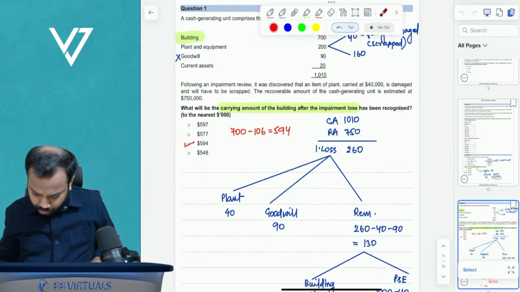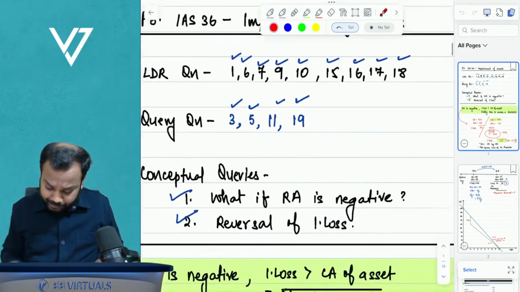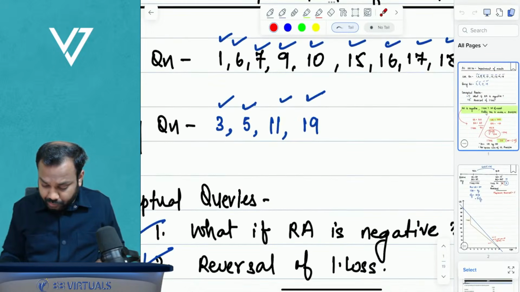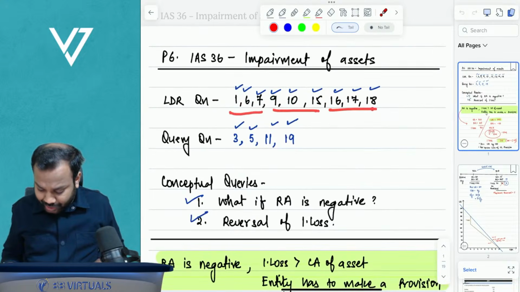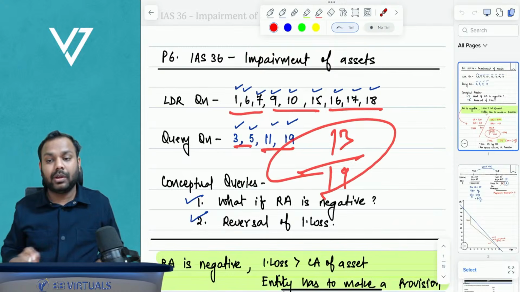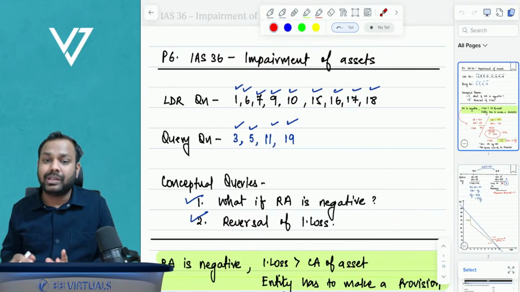In total, it has 19 questions. And how many questions did we discuss in the class? 1, 2, 3, 4, 5, 6, 7, 8, 9, 10, 11, 12, 13. So 13 questions out of 19 we have discussed in the class. So almost everything we discuss in the class itself.